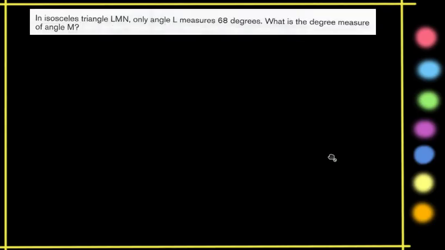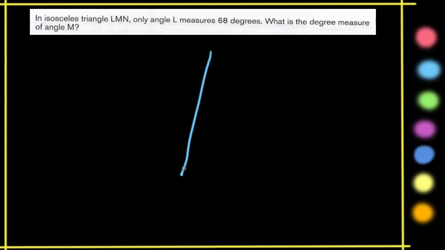All right, again, please pause the videos when you see the problem, and try to work it out on your own before you view the solution. This one says, in isosceles triangle LMN, okay, so let's see, I should draw an isosceles triangle, I guess.